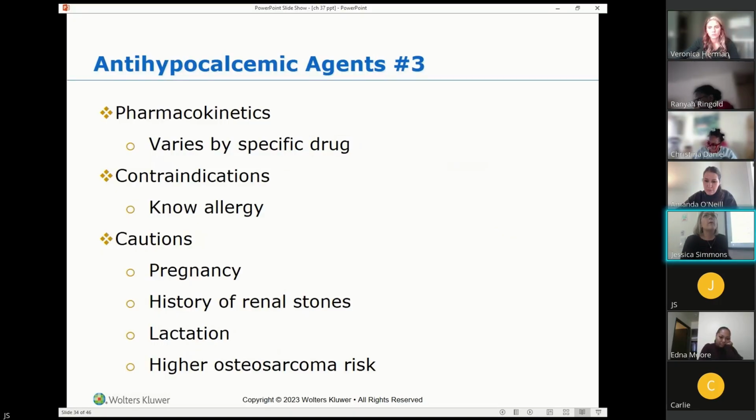Our pharmacokinetics vary by each drug. They are contraindicated with allergy, of course. We want to use caution in pregnancy, history of renal stones, lactation, and higher osteosarcoma risk.